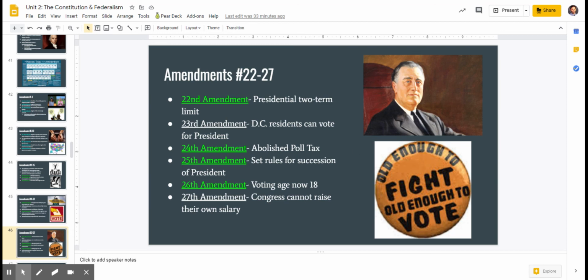25th is going to be for the rules and succession of the president, as in if the president were to die or become disabled, who would take over and what's the process for doing so? What if it's temporary? All those things. All right, we'll talk more about that later in the year.